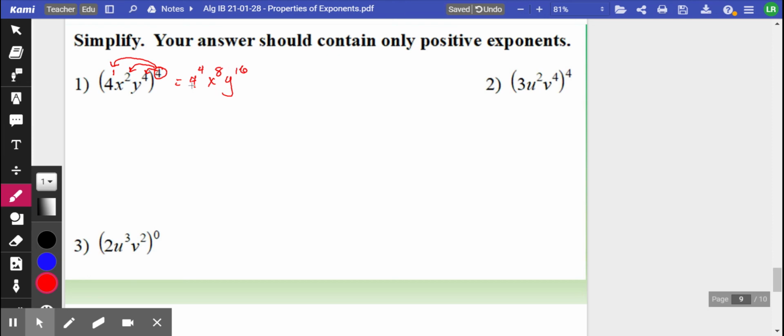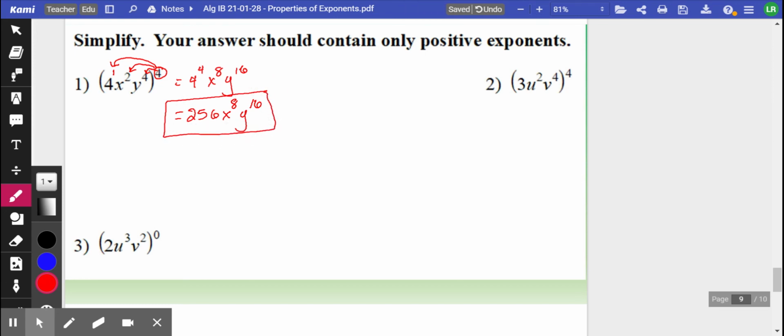The only thing I have to make sure I take care of is 4 to the 4th power. So it'll be 4, 16, 64. I believe it's 256. Yep. So this would be 256 x to the 8th, y to the 16th. No 0 or negative exponents to deal with, so I am done.